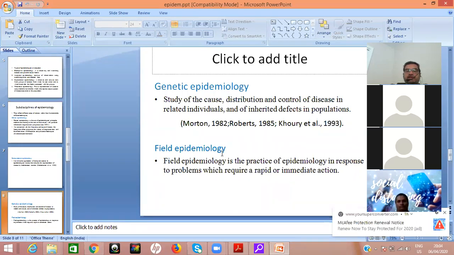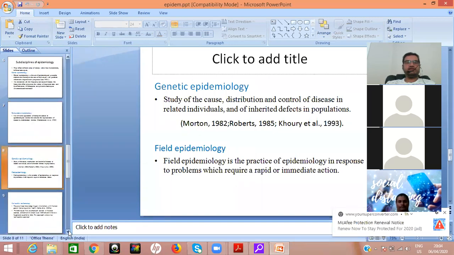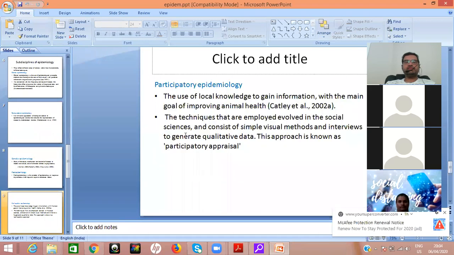The involvement of field veterinarians or the field working personnel is very, very important for the response. Every time it is not possible to have a response from the higher authority, so field workers are important for control of such diseases. That is called field epidemiology. It is nothing new. The same thing we are referring to in different relevance. That's all. Say, participatory epidemiology.